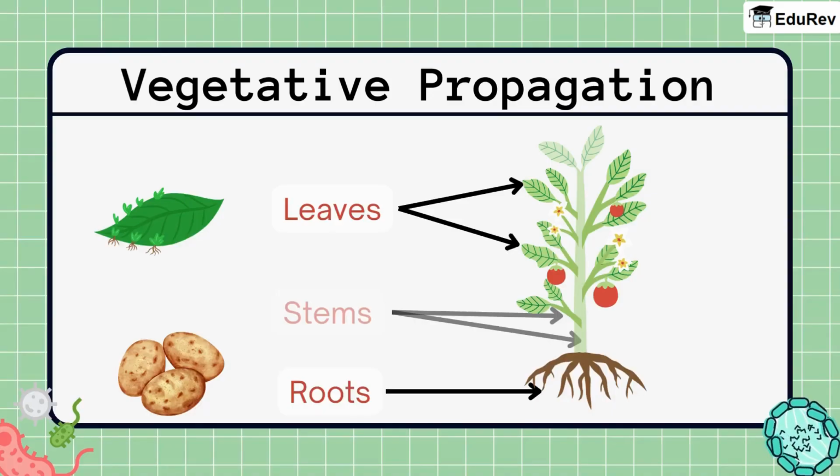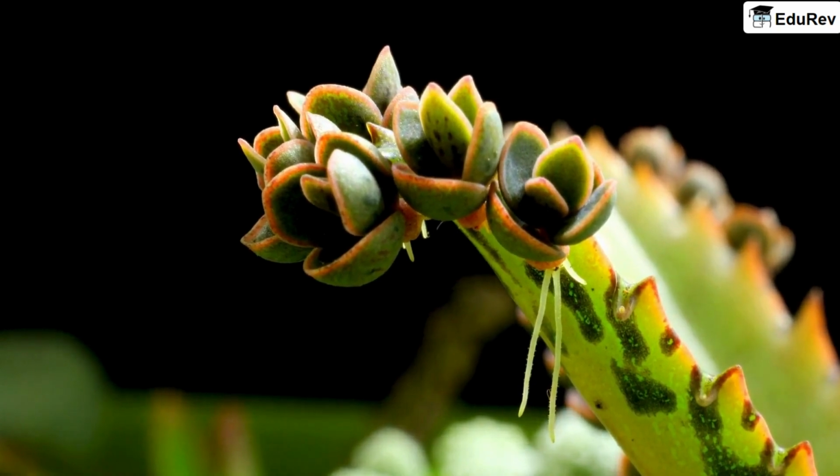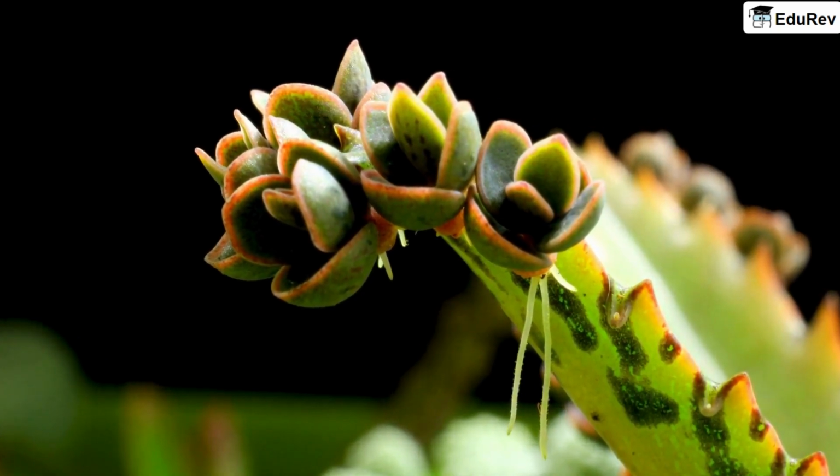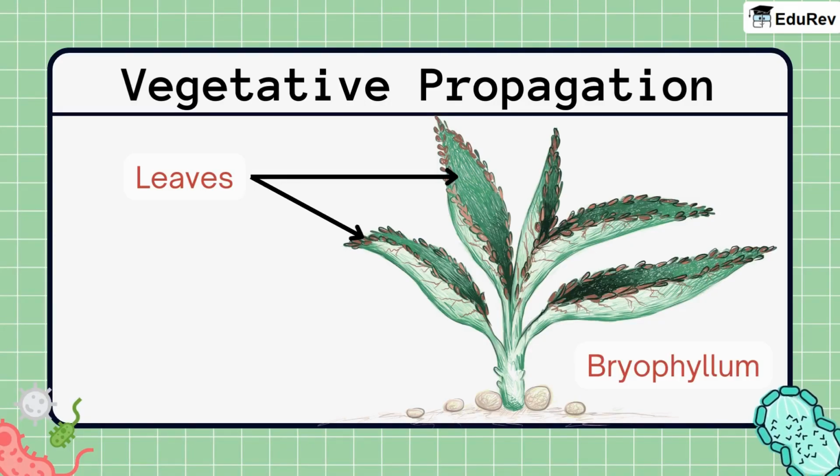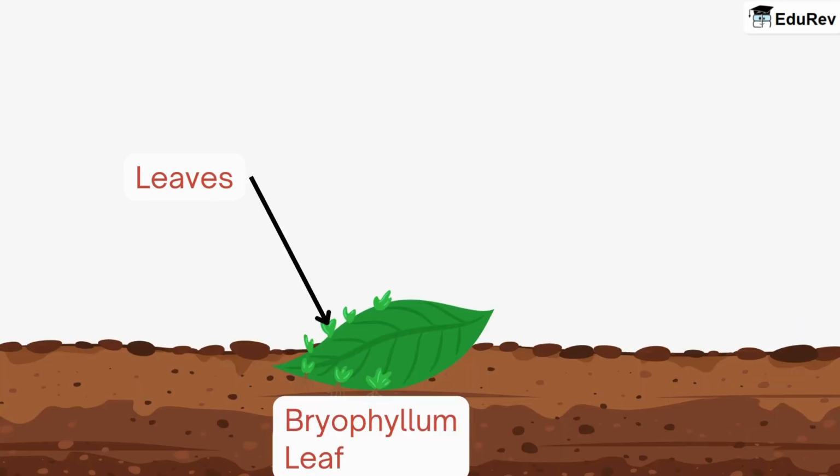Now, some plants can reproduce by vegetative propagation with the help of leaves or roots. Let us look at an example of vegetative propagation with the help of leaves. Look at this plant here. You can see tiny plants coming out of its leaves, right? This plant is called a bryophyllum. It has buds on the edges of its leaves. When these leaves fall and come in contact with the moist soil, they produce new plants. This is how bryophyllum reproduces with the help of leaves.